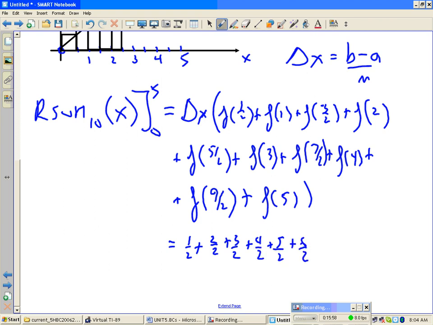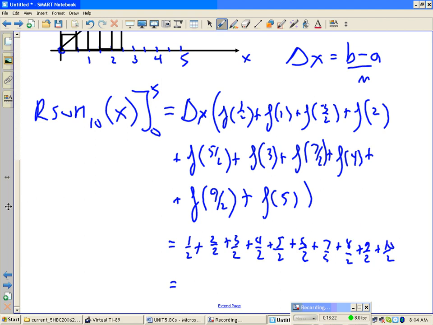Plus 6 halves. I might as well keep it all with common denominators, right? Plus 7 halves plus 8 halves plus 9 halves plus 10 halves. Okay, so, is it 45? Well, yeah.